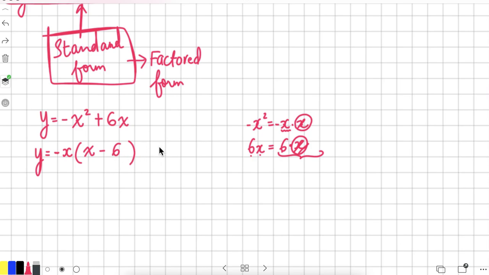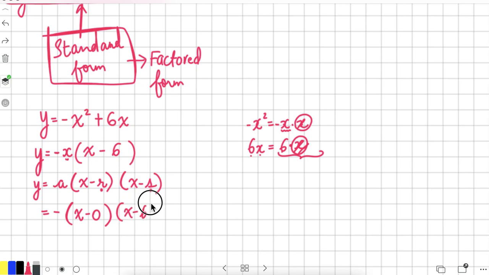Now this looks like a factored form. Remember that the factored form goes something like this: y equals a, brackets, x minus r, x minus s. Why do we say this is a factored form? Because we can easily find the x-intercepts, the zeros, from here. The r value and the s value are the x-intercepts. So I can leave the negative as it is. Now the x only means x minus 0, because x minus 0 is still x. Then we already have x minus 6.